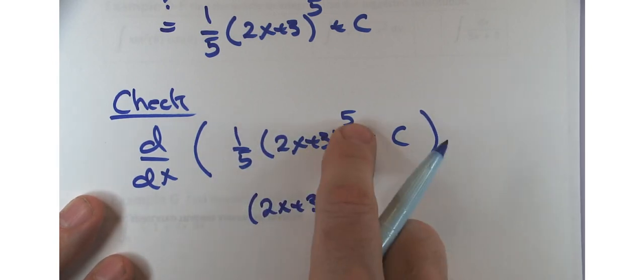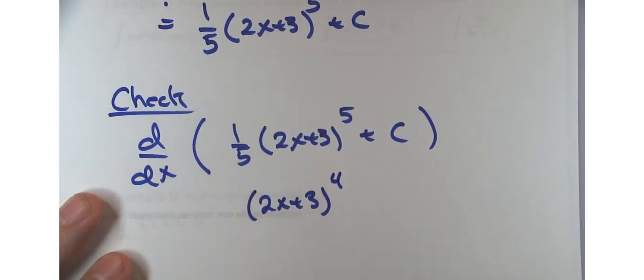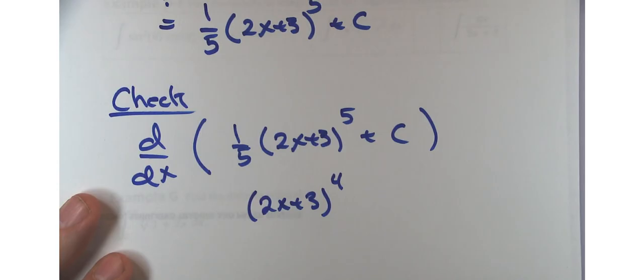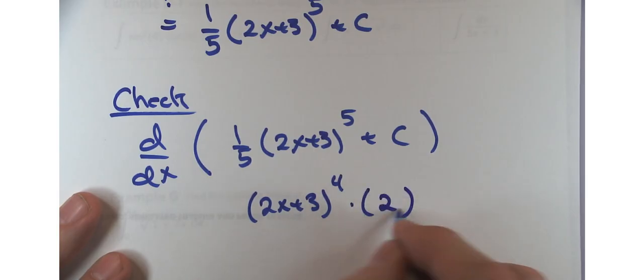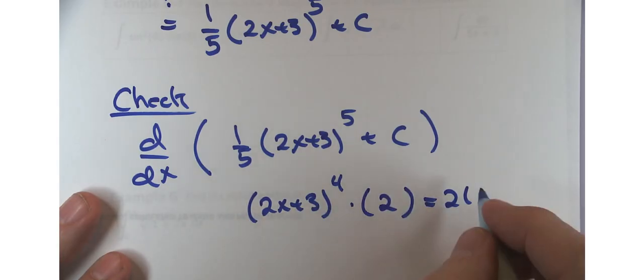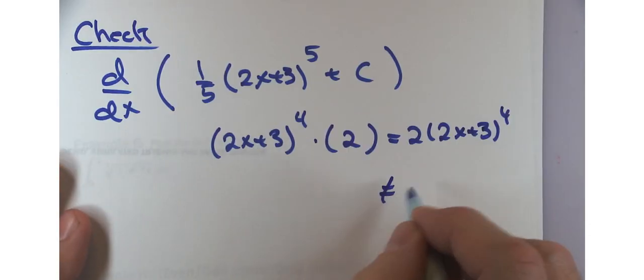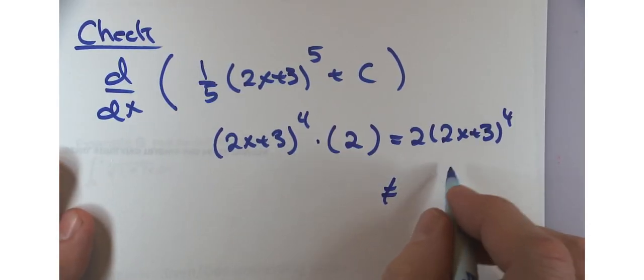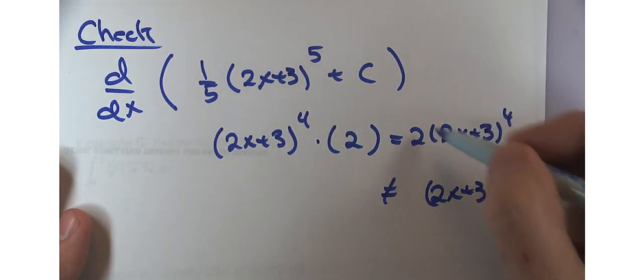And then what happens up here? Raised to the 4th power. Am I done? Did I get it right? No. What else do I got to do? That's the derivative of the outside times derivative of the inside. So I end up, and by the way, this 2 doesn't distribute itself. It's just going to be out in front. 2 times (2x plus 3) to the 4th power. That's not equal to my integrand of (2x plus 3) to the 4th power. I'm off by that little bit.